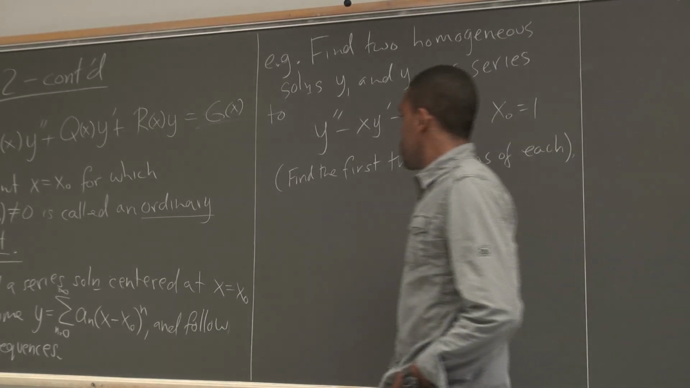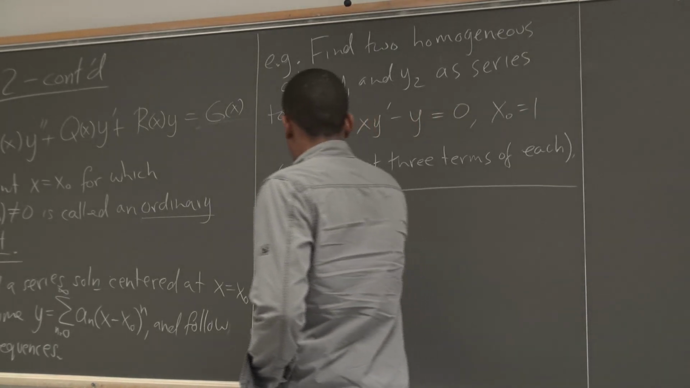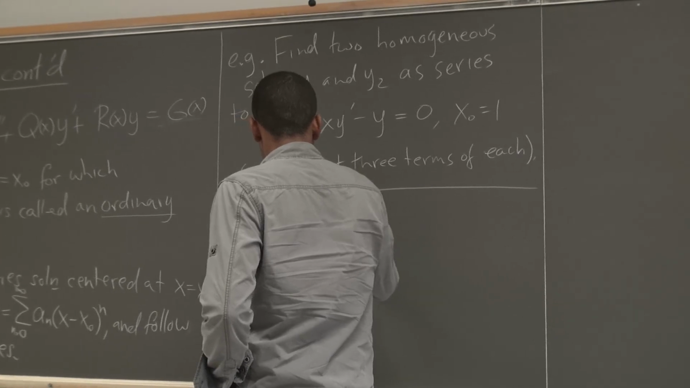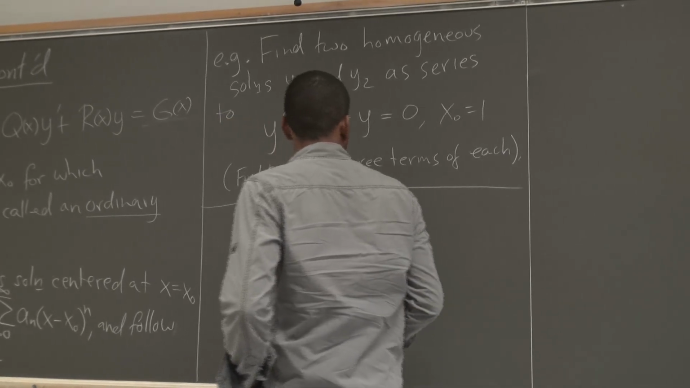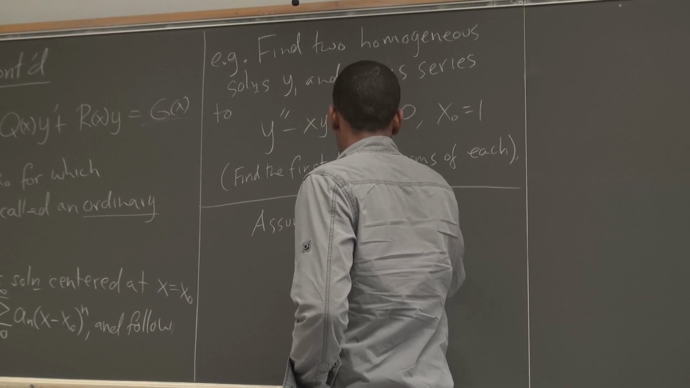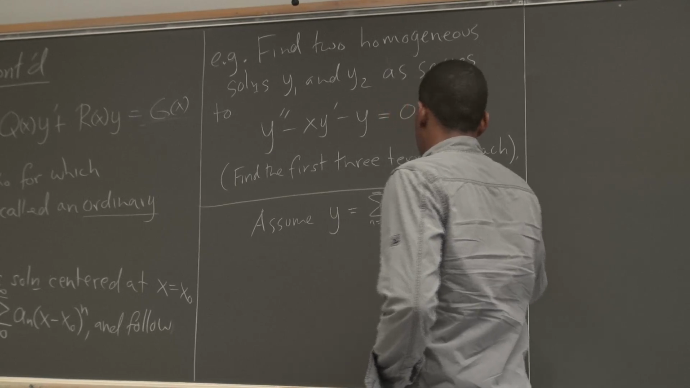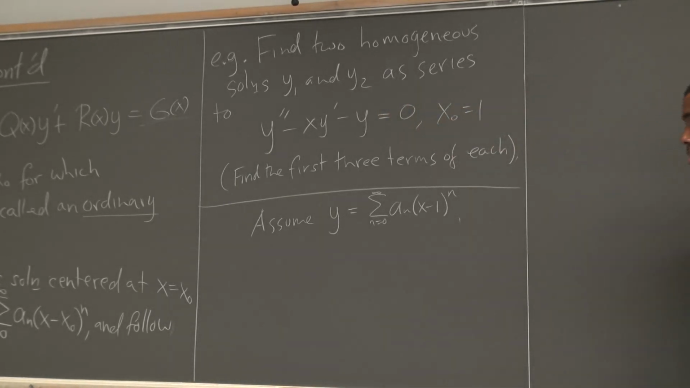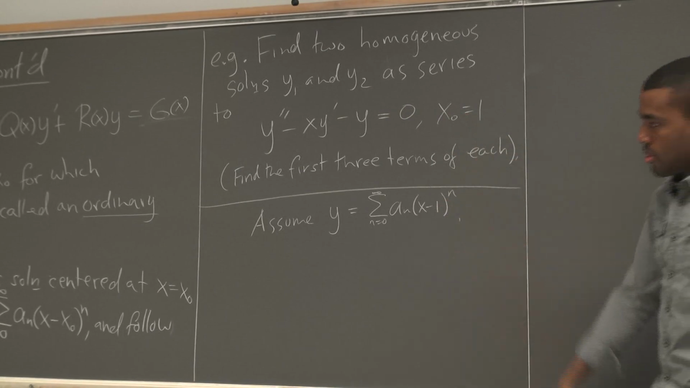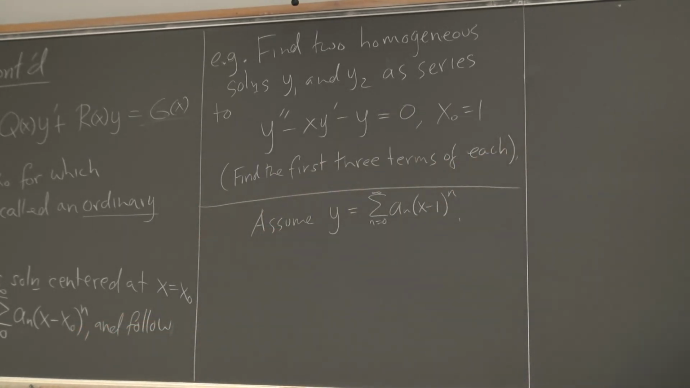So what we do now is we therefore assume y equals the series solution, the series of a n times x minus 1 to the n, because that's our x naught. Sometimes it's 0, but sometimes it's not. You have to be aware of that.